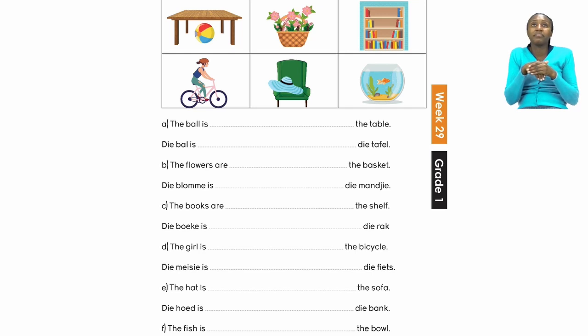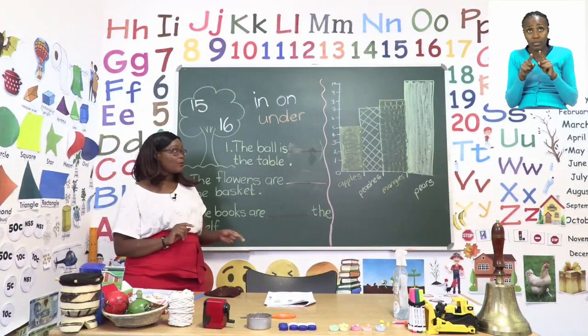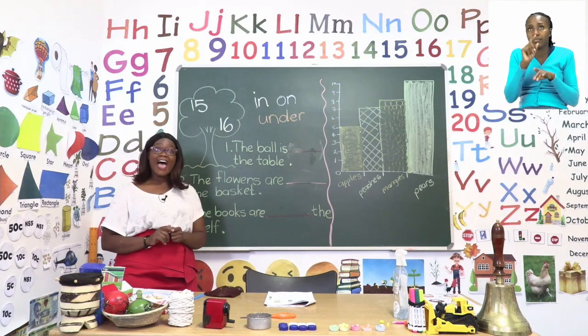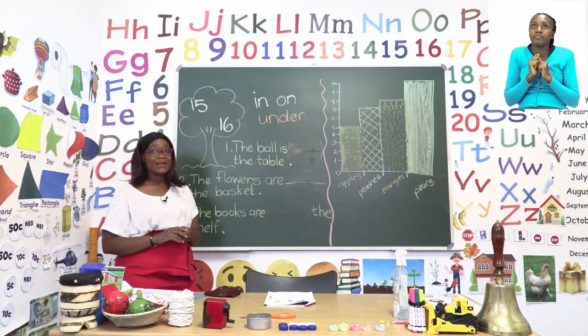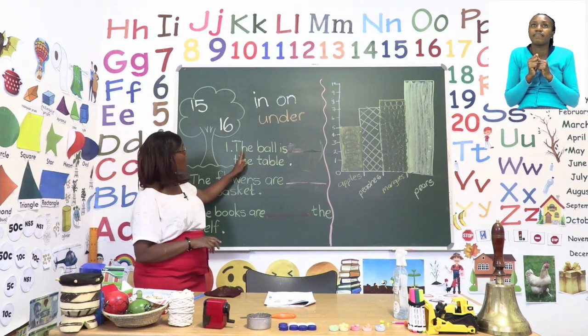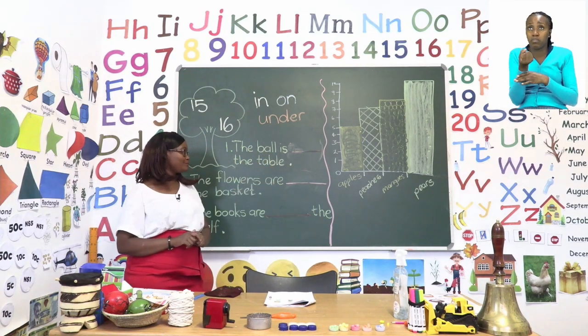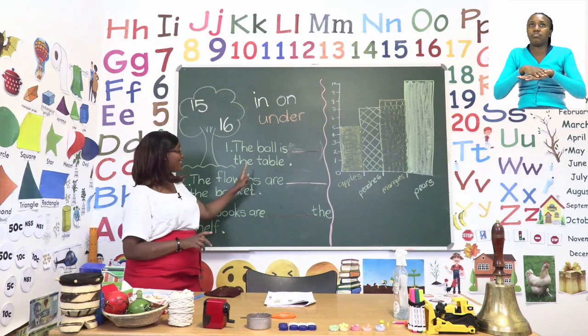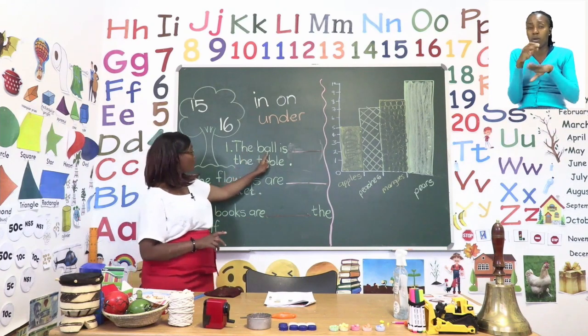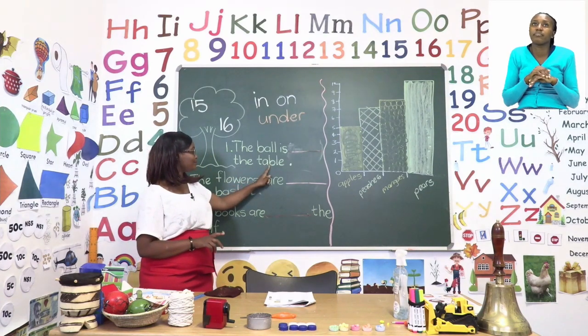So let's take a look at the board. Now I want you to follow as well in your booklet because that's where the pictures are. We're going to do the sentences here today and you must fill it in the same time as I do. Number 1 says, let's read it together. The ball is dash the table. Let's read it again. The ball is dash the table.